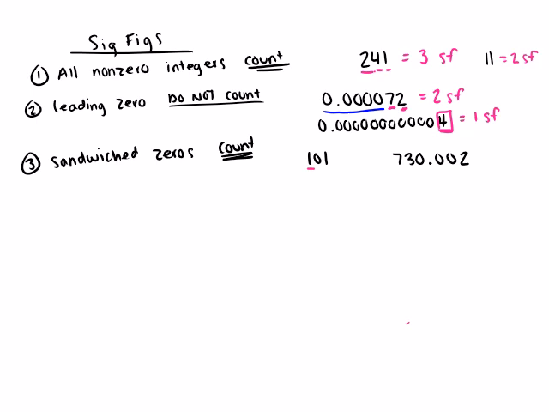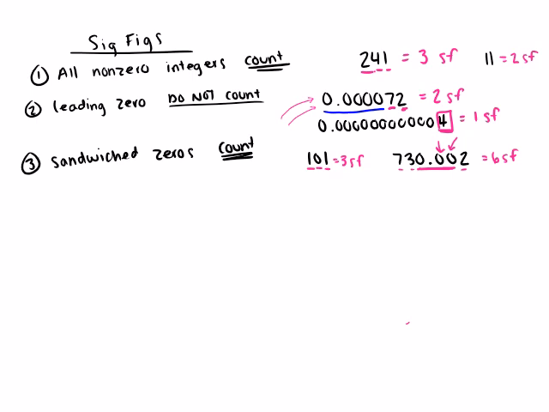So 101 is going to have 3 sig figs, while 730.002, all 3 of these count. Okay, so that gives me 1, 2, 3, 4, 5, 6 sig figs. Now, these zeros right here are not leading zeros like the example we did before. They are in the middle of a larger value. Leading zeros, to reference our examples up top, come before any non-zero integer that you see.